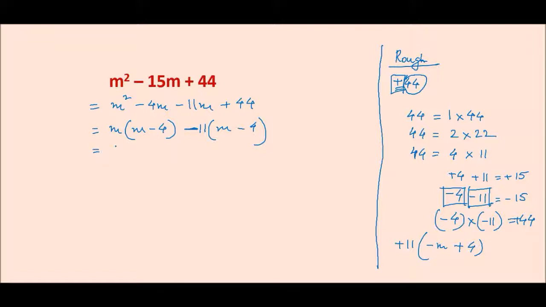Next, we will be taking this bracketed portion as the common factor, and from the first part we get m, and from the second part we get minus 11. So this becomes our answer. This is the factorized form of m square minus 15m plus 44, or m minus 4 and m minus 11 are the two factors of this polynomial m square minus 15m plus 44. So let's write the answer.